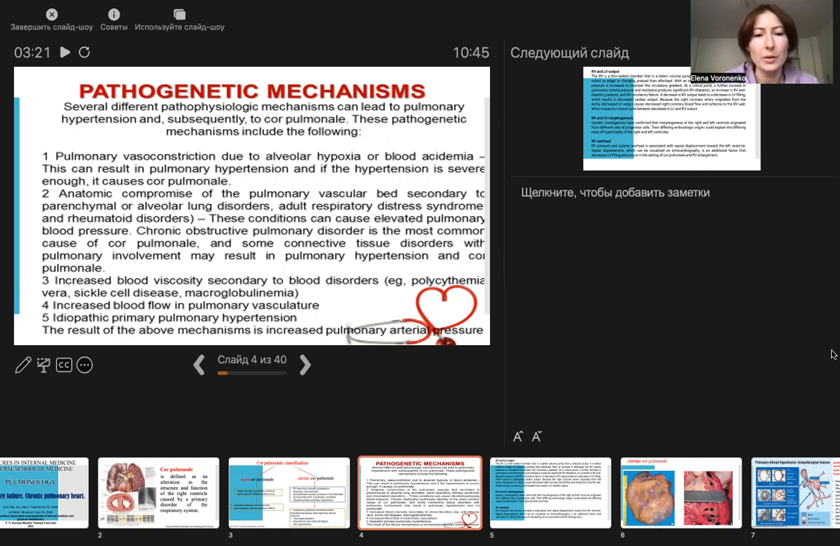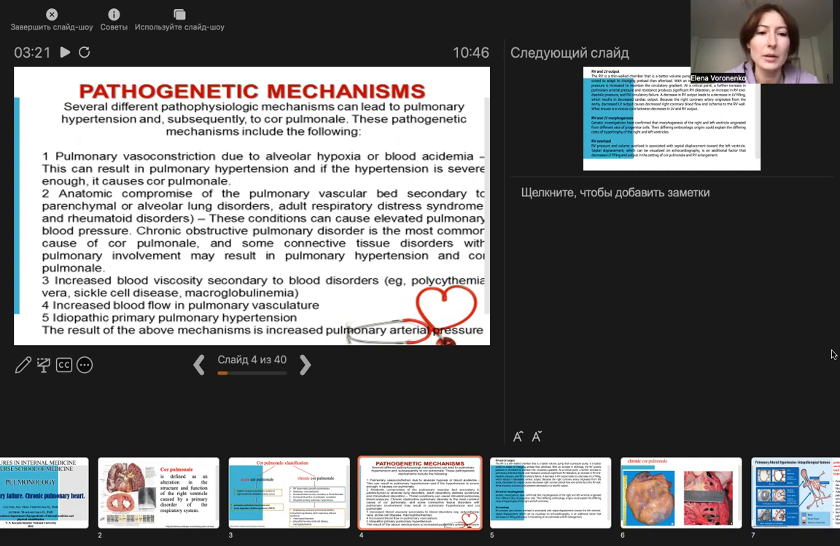Anatomic compromise of the pulmonary vascular bed secondary to parenchymal or alveolar lung disorders, adult respiratory distress syndrome, and rheumatoid disorders. These conditions can cause elevated pulmonary blood pressure. Chronic obstructive pulmonary disorder is the most common cause of cor pulmonale, and some connective tissue disorders with pulmonary involvement may result in pulmonary hypertension and cor pulmonale.